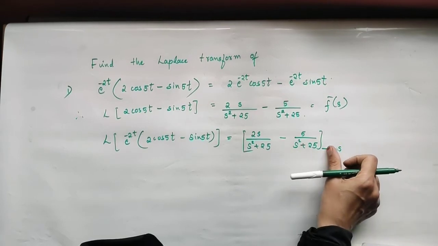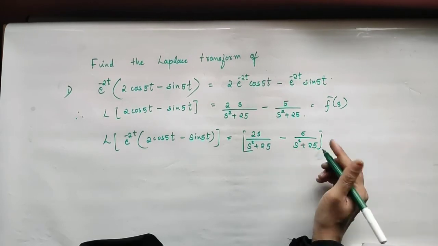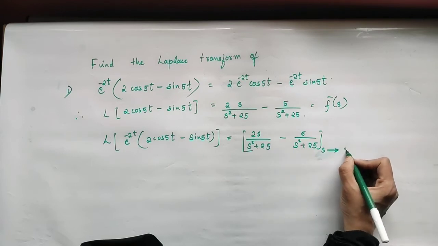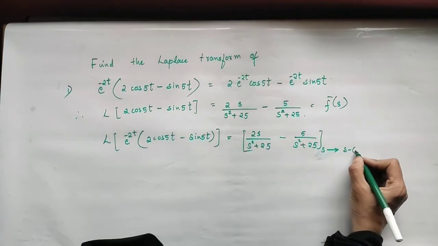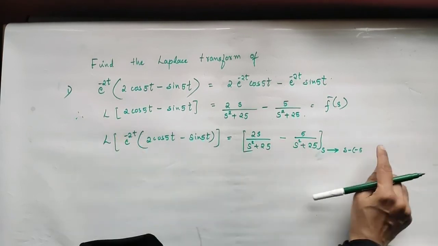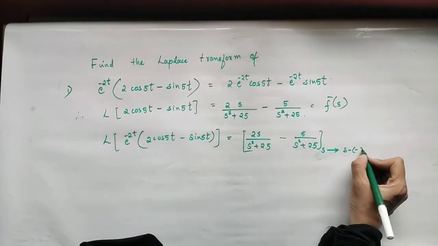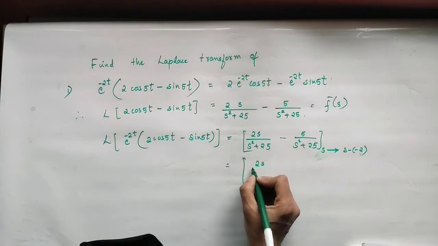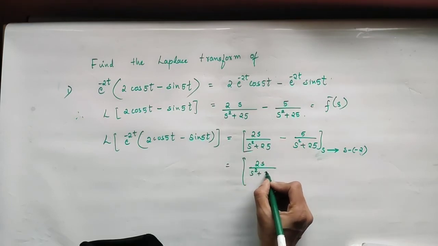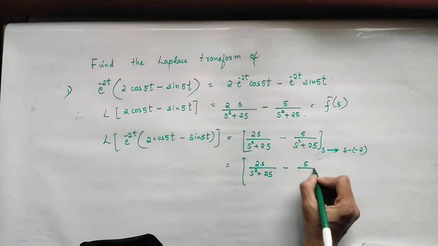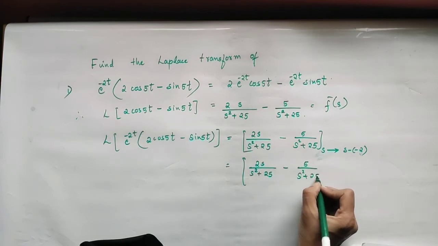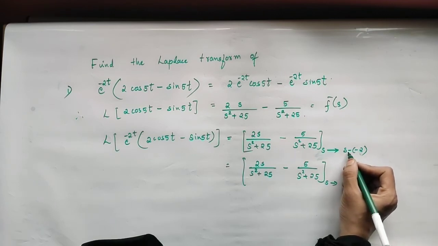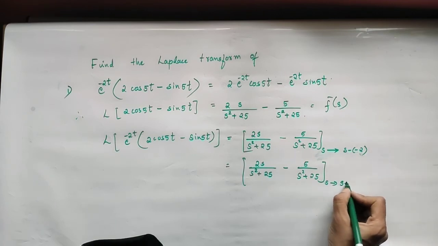In this, what you have to do is change your s. Wherever it is s, you are going to write it as s minus a, and the value for a is minus 2 here. So s must change: you are changing your s to s minus of minus 2, that is, s plus 2 it becomes.